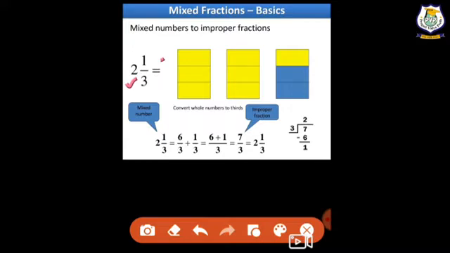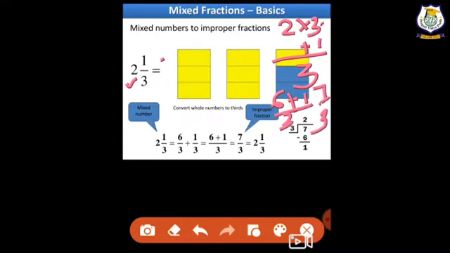We have to multiply 2 by 3 and add 1, and the denominator, whatever it is, stays the same. Now we multiply 2 by 3, it is 6. 6 plus 1 upon 3, it is 7 upon 3. So it means the improper fraction of the mixed fraction is 7 upon 3, right?